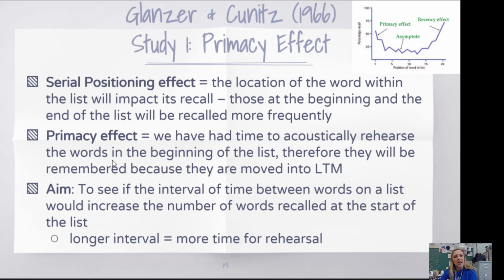So the first one we're going to look at is the primacy effect. This is the idea that we remember the items at the beginning of a list because we have had time to rehearse those items. Therefore, they've been sent to our long-term memory. So the aim of Glanzer and Cunitz's first study was to see if the amount of time between words on a list would increase the number of words recalled at the start of a list. Basically, if there's a longer interval of time, we have more time for rehearsal, therefore we'll remember more of them.